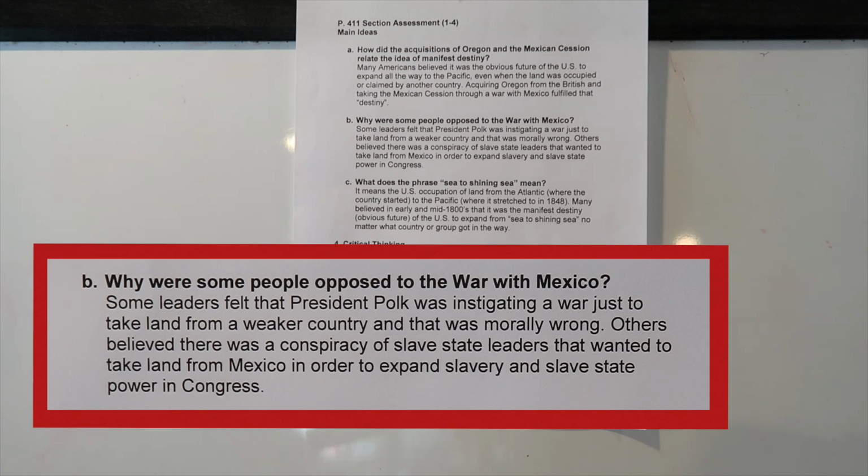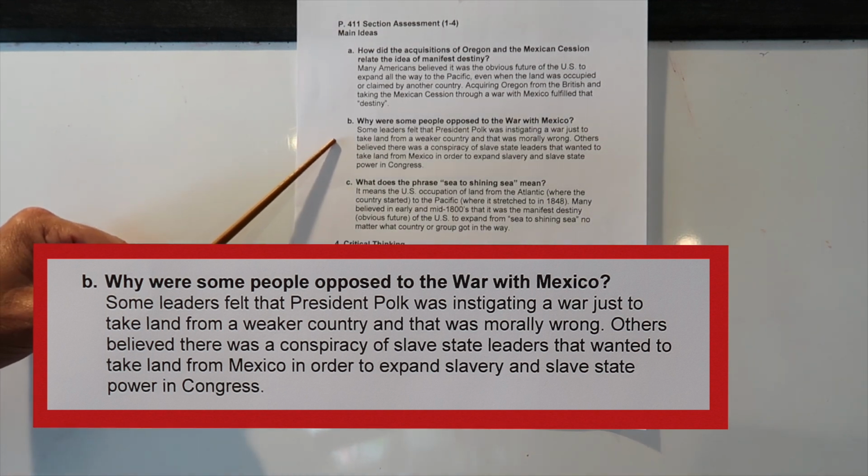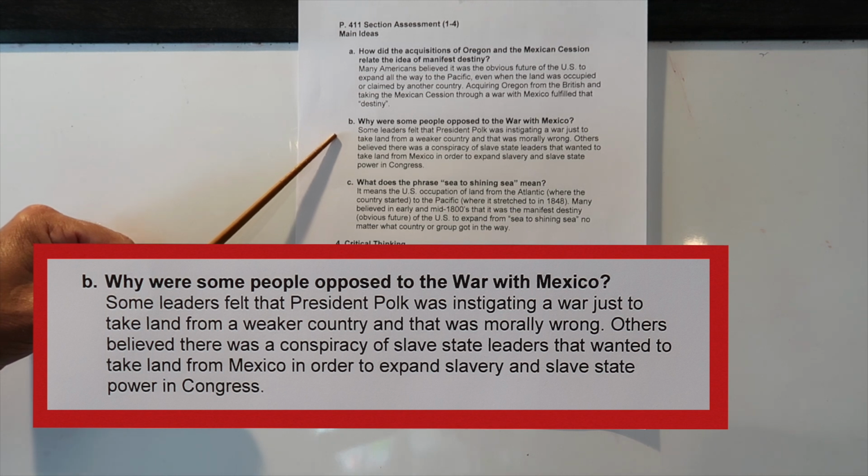Why were some people opposed to the war with Mexico? Well, here's a good answer. Some leaders felt that President Polk was instigating a war just to take land from a weaker country, and that was morally wrong. We know that Abraham Lincoln questioned it, among others. Others believed that there was a conspiracy of slave state leaders that wanted to take the land from Mexico in order to expand slavery and slave state power in Congress.